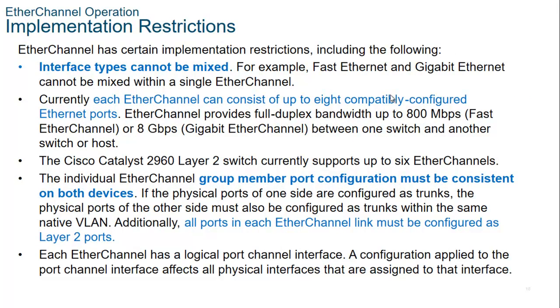There are certain implementation restrictions in implementing EtherChannel. Interface types cannot be mixed. So if you have a switch with Fast Ethernet and Gigabit Ethernet, these two different types of interfaces cannot be grouped together. Currently, each EtherChannel can consist of up to 8 compatibly configured Ethernet ports. The individual EtherChannel group member port configuration must be consistent on both devices. If the physical ports on one side are configured as trunks, the physical ports on the other side must also be configured as trunks within the same native VLAN.